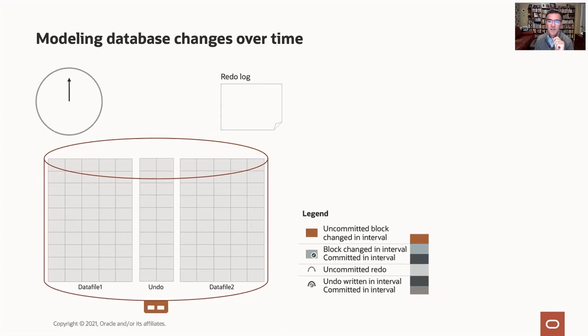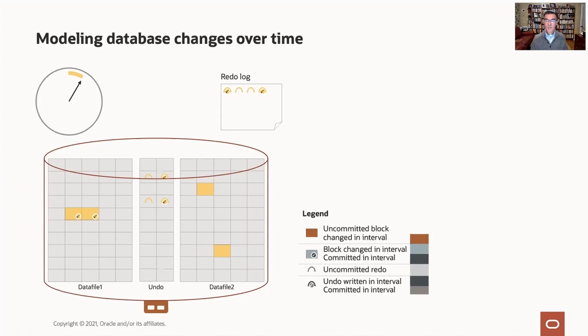And here I'm going to use color coding to show the passage of time, as illustrated by the clock in the upper left-hand corner. So in the first interval, what we could think of as yellow time, we see some data changes in blocks scattered through the data files on disk. Corresponding to this, we have undo segments in the undo tablespace, and of course, redo segments written to the redo log file. Each of these changes is color-coded according to the time interval, in this case, yellow.